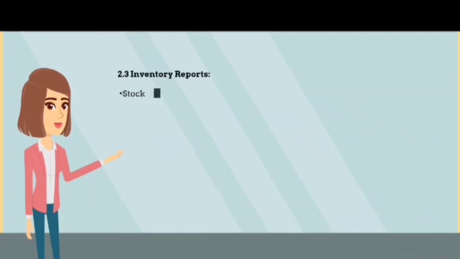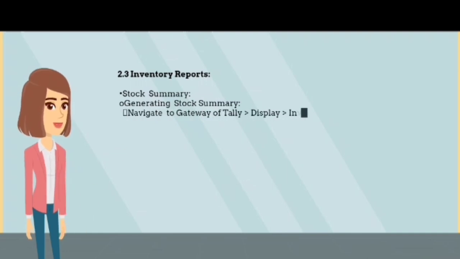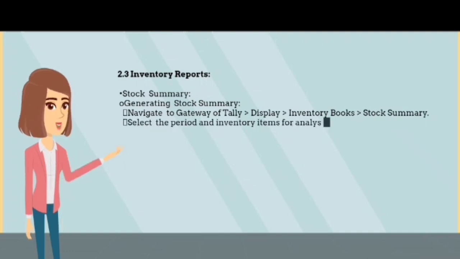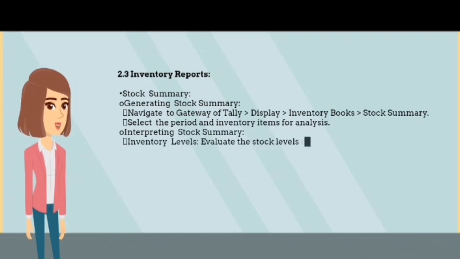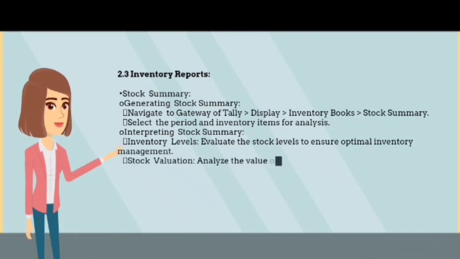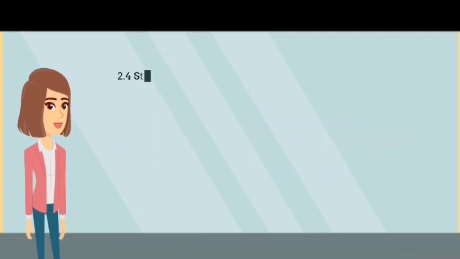2.3 Inventory reports. Stock summary. Generating stock summary. Navigate to Gateway of Tally, Display, Inventory Books, Stock Summary. Select the period and inventory items for analysis. Interpreting stock summary. Inventory levels: evaluate the stock levels to ensure optimal inventory management. Stock valuation: analyze the value of inventory on hand for financial reporting.